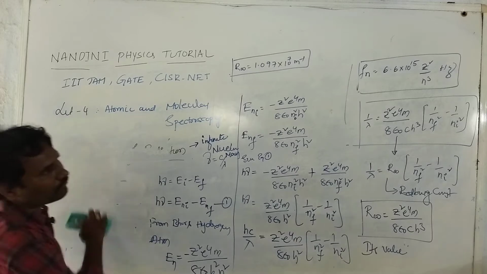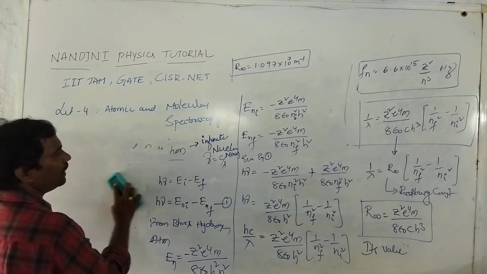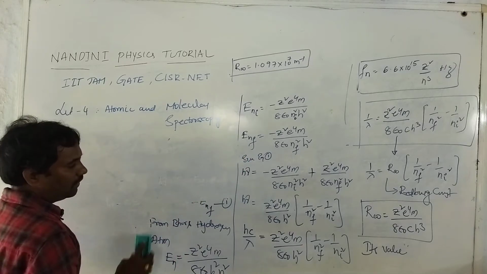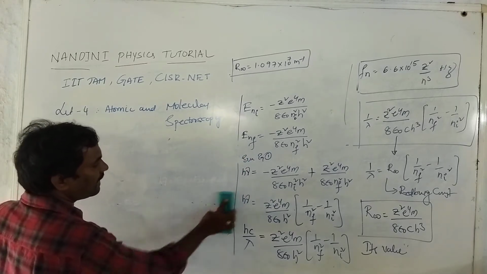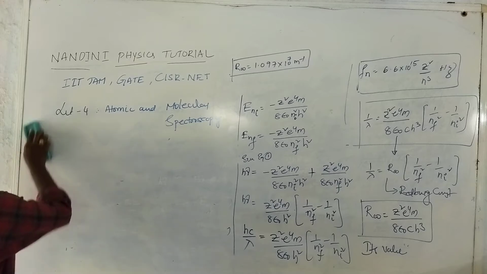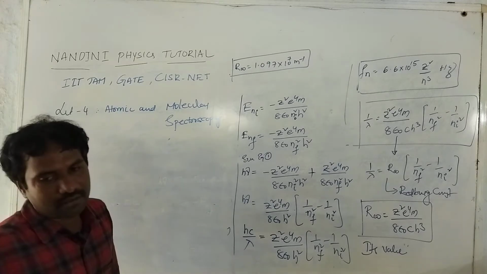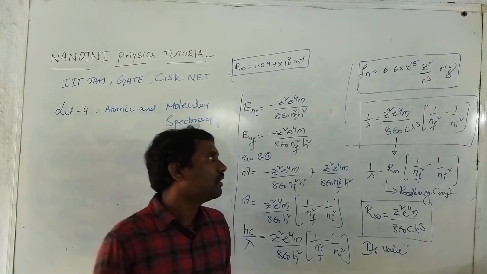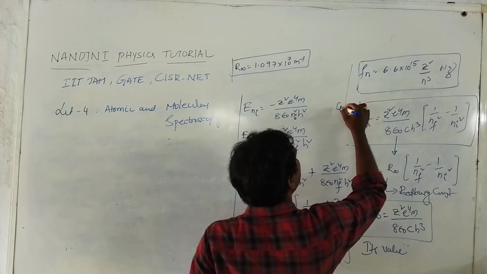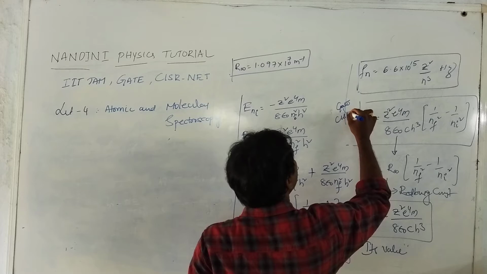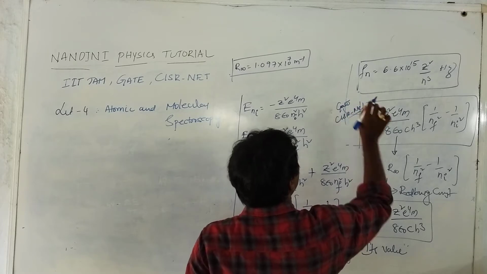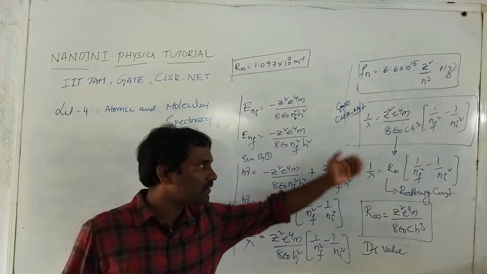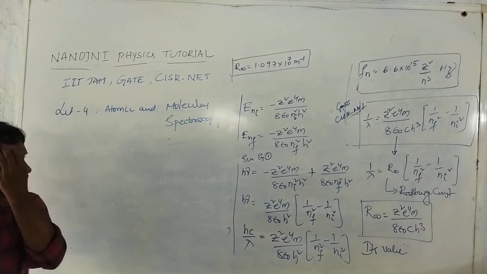So, this is the concept of the emitted radiation formula. Using this equation, we can derive the Balmer series, Paschen series, Brackett series, and explain these series easily by using this principle. This is a very important formula for GATE and CSIR NET students. Based on this formula and the Rydberg constant, they will ask some questions.